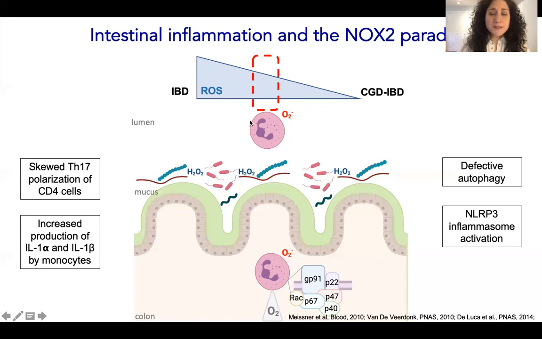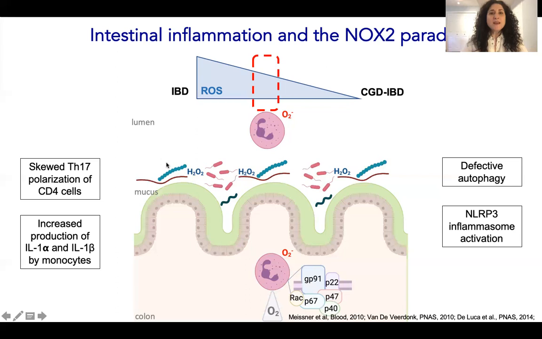So taking this all together, we have yet to uncover how NOX2 defects really impact the overall ROS balance at the intestinal barrier. And we know that reactive oxygen species are essential to maintain the integrity of the intestinal barrier. So we aim to have a sort of ROS sweet spot.